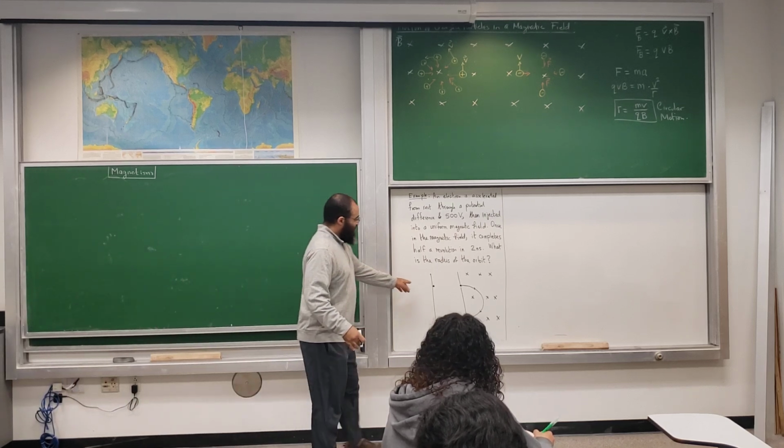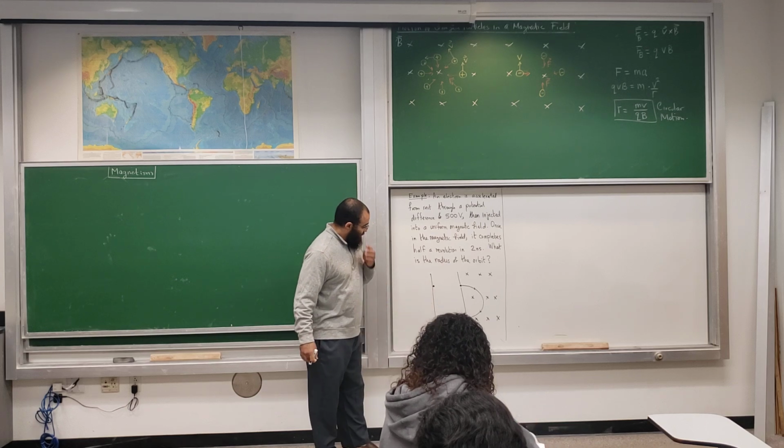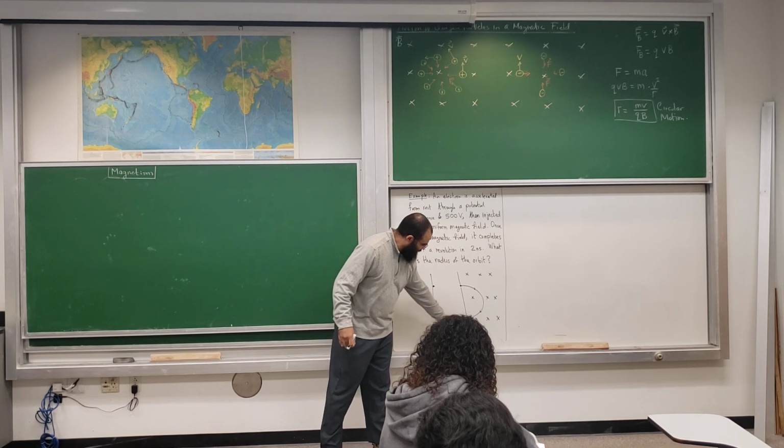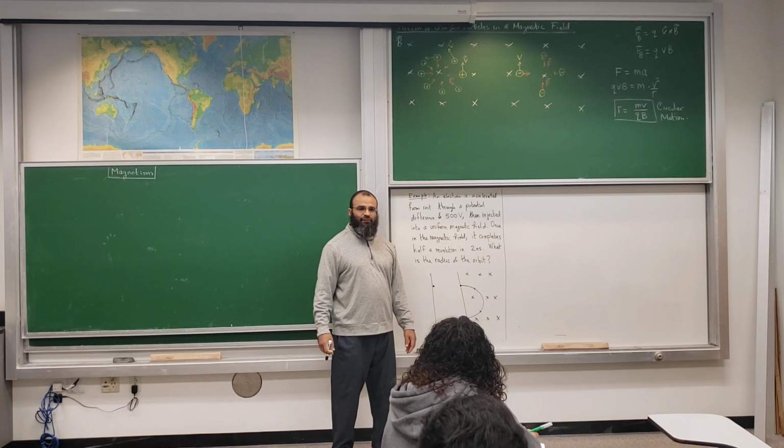You look at here. We have an electron. It's a negative charge, right? This is 0 volts. This is 500 volts. So which plate is positive and which one is negative?